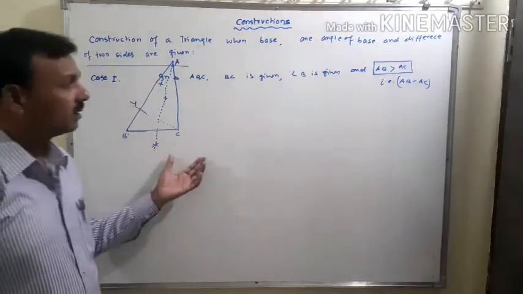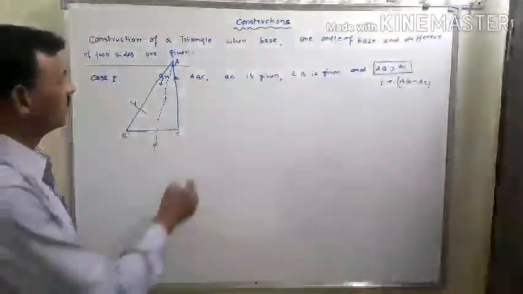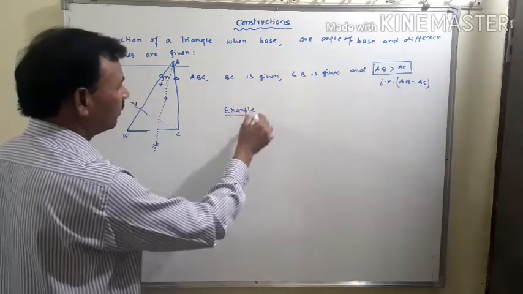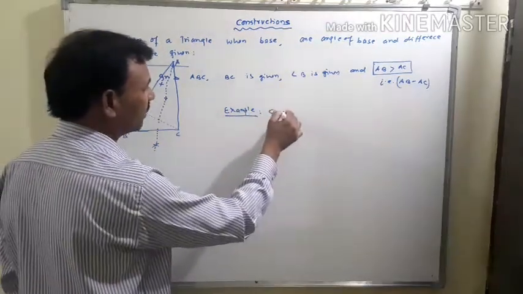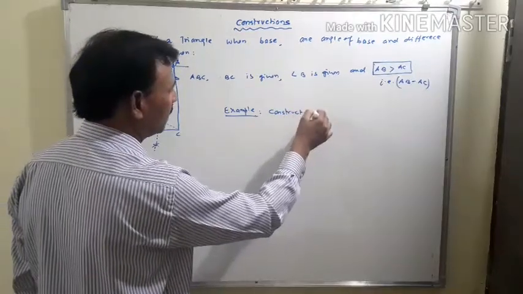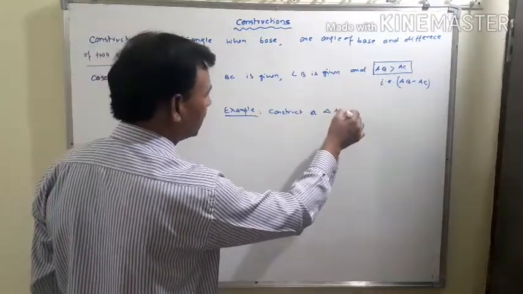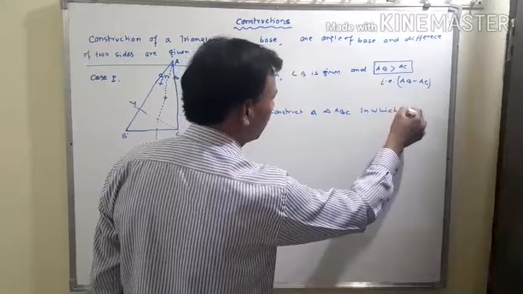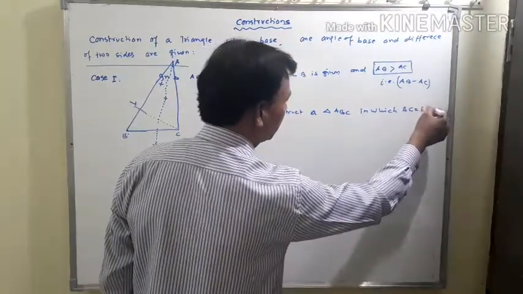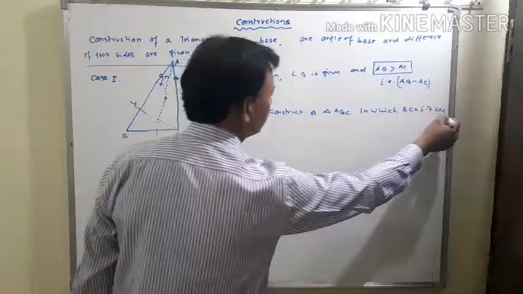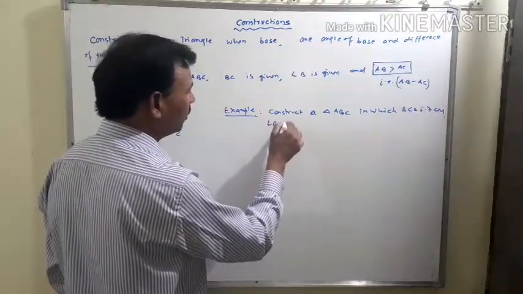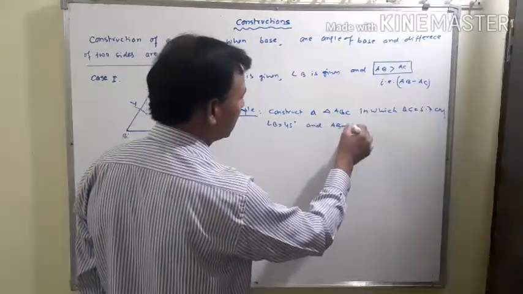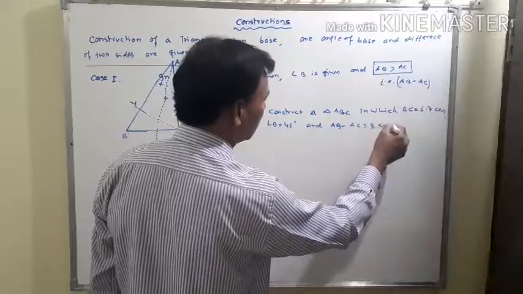For better understanding, we will take one example or numerical problem. Construct a triangle ABC in which BC equals 5.7 centimeters, base angle B equals 45 degrees, and AB minus AC equals 3 centimeters.